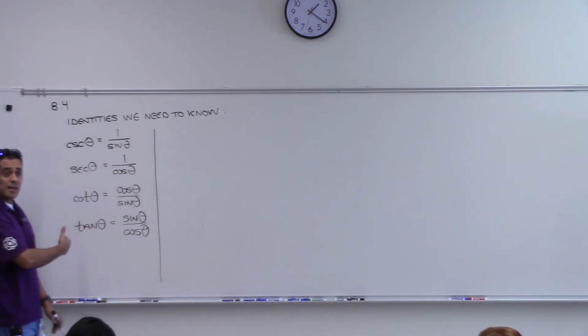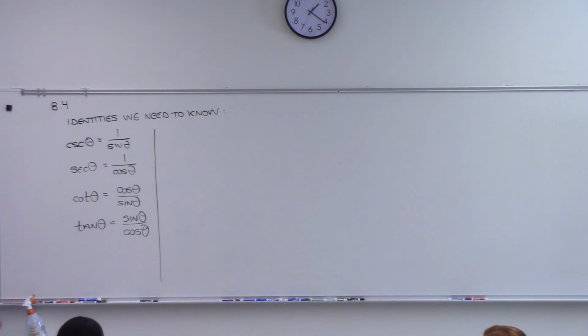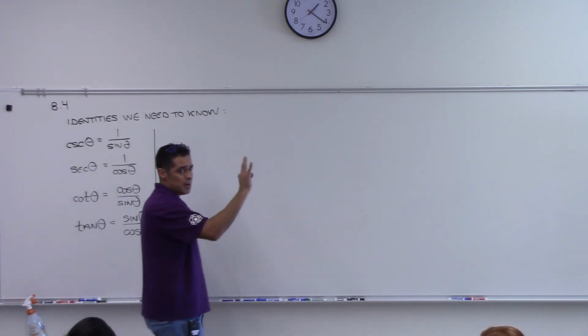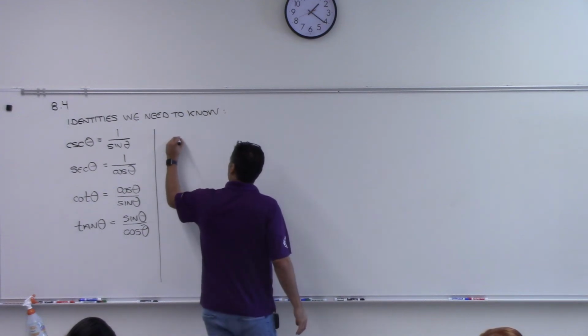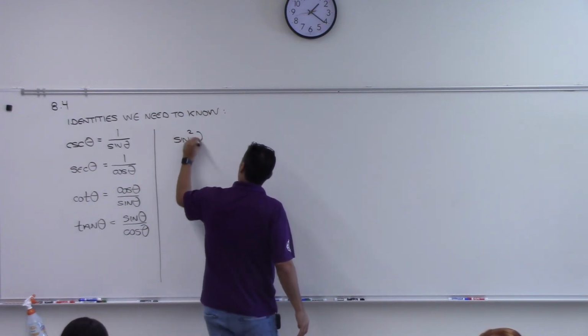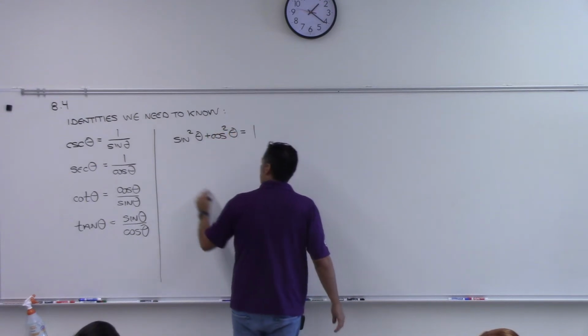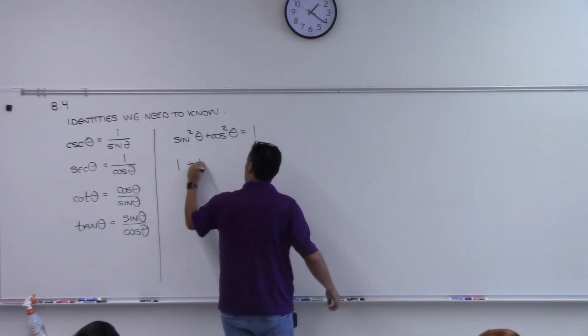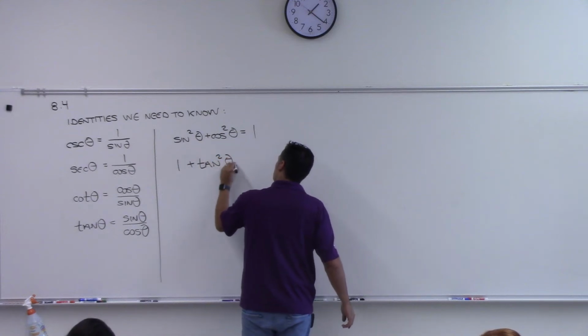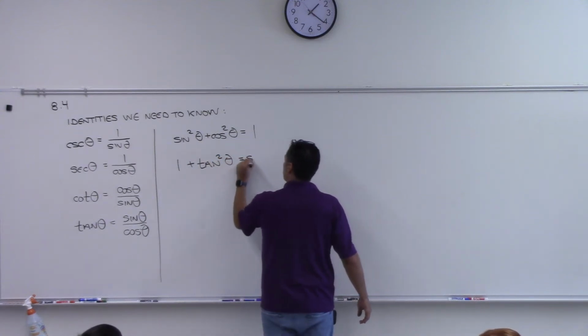Those are called the reciprocal identities. And then we have the Pythagorean identities. There are 3 of them. There's sine squared theta plus cosine squared theta equals 1. Then we have the other one, 1 plus tangent squared theta equals secant squared theta.